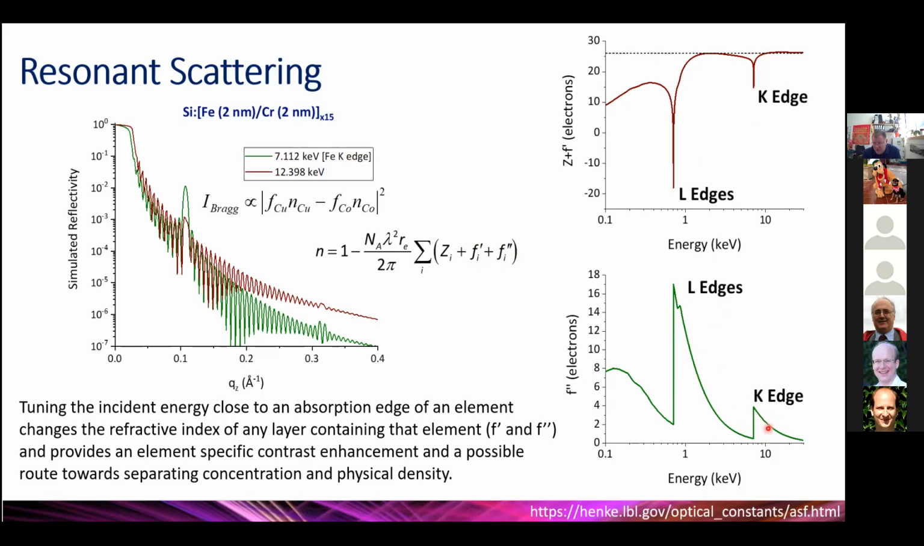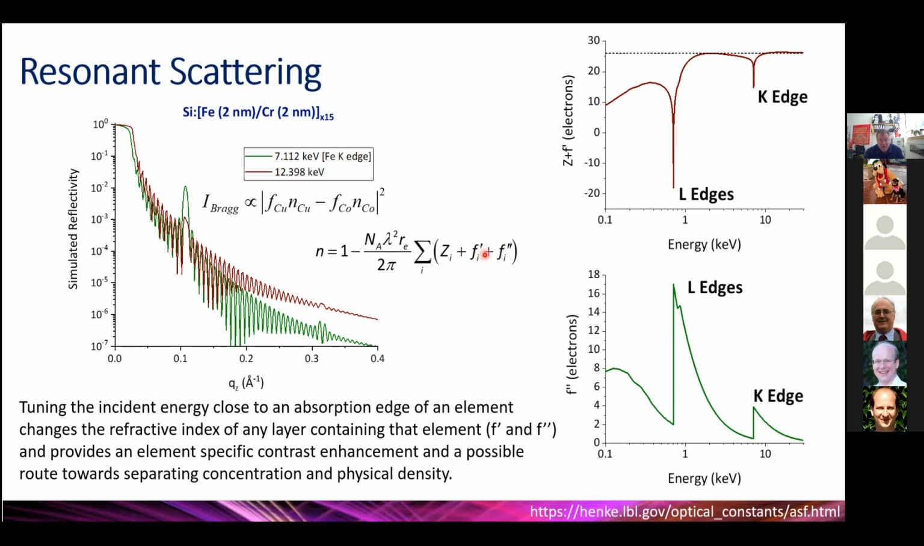So where the absorption increases at the K edge, you get a dip in the real part of the dispersion correction. What that effectively means is that if you tune to some of these edges, then close to that absorption the refractive index of that particular element is going to change. So if you've got a layer which has got some iron in it, then the iron layer is going to have a different refractive index as you tune on and off the absorption edge.